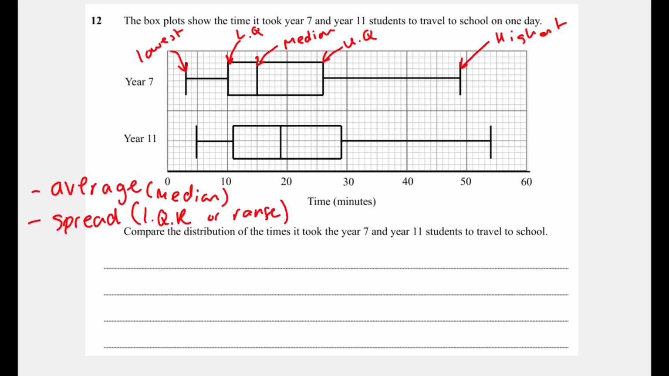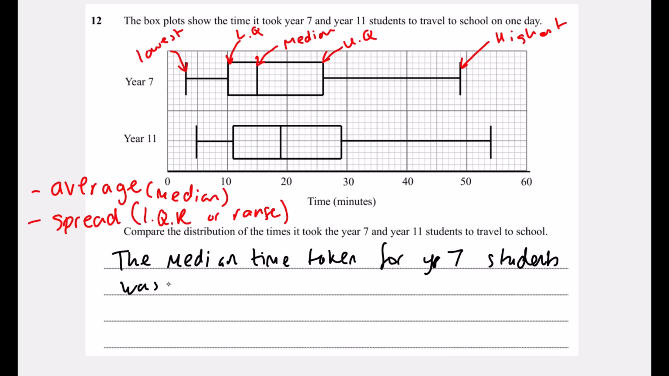So the Year 7s, on average, the median time was less. So the median, so I'm using the context, time taken for Year 7 students was lower, was less. So the median time was lower, that's the average.